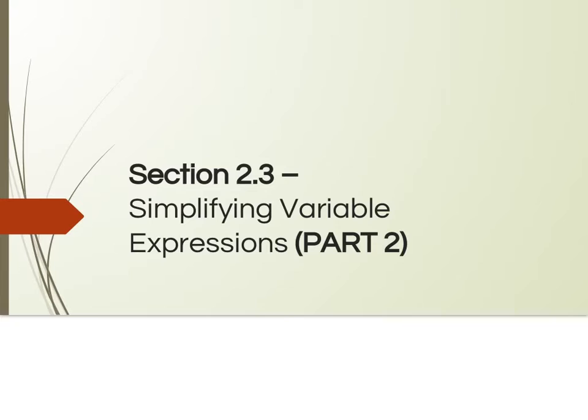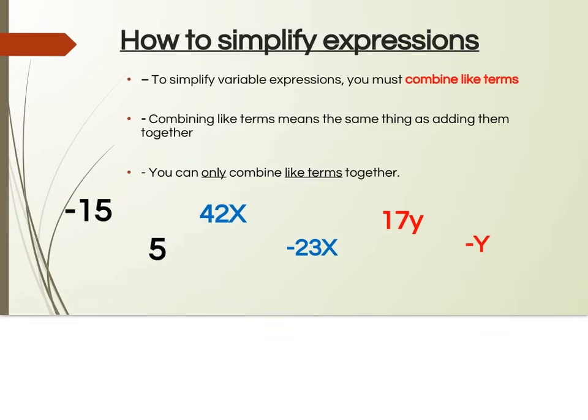Section 2.3, Simplifying Variable Expressions, Part 2. How to simplify expressions. To simplify variable expressions, you must combine like terms. Combining like terms means the same thing as adding them together. You can only combine like terms together. You can combine constants, which are the numbers that do not have letters, like -15 and 5.